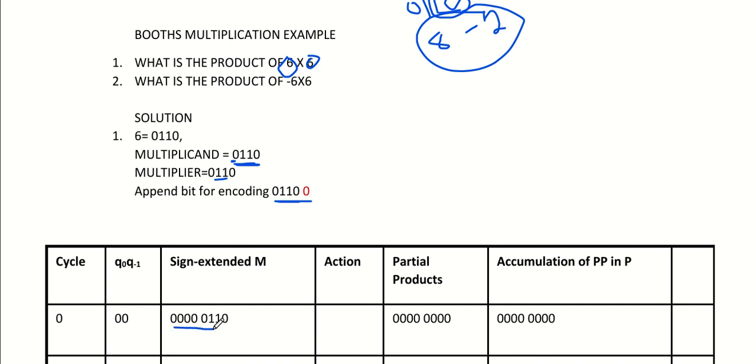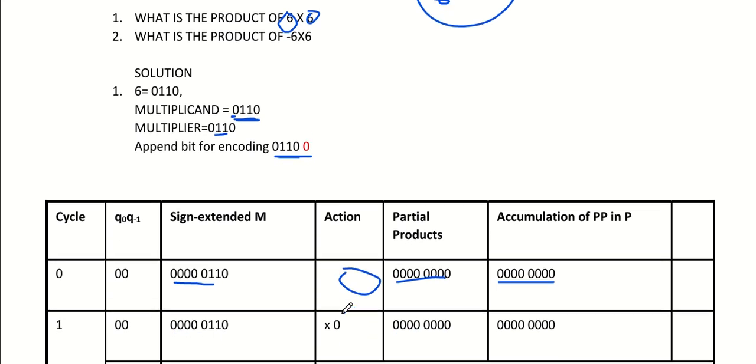Then there is a register which you call your partial product register. That's like a temporary register where you'll be storing the temporary results before you go and add it in the accumulator. And that one is also 8 bits. Then we also have an accumulation of the partial product in P. Yes, P is the product register. That's where your product goes. So that's cycle 0. In cycle 0, basically we do nothing apart from initialization. So you see that the action box here is empty. Then we move on to cycle 1.